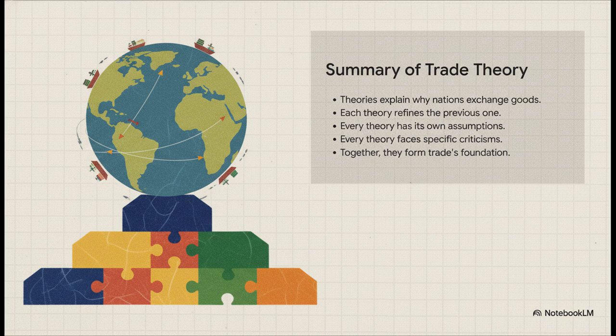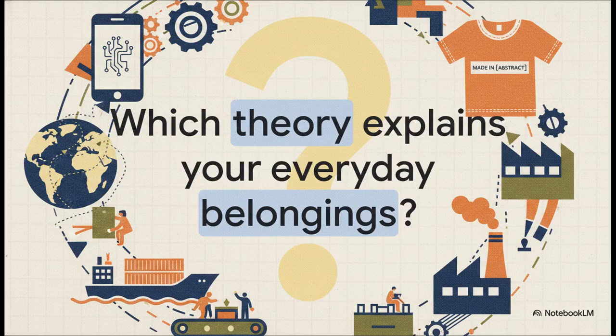From absolute efficiency down to relative opportunity costs, and finally to natural resource endowments, every single piece of this puzzle is absolutely necessary to see the full picture of global commerce. So, I'm going to leave you with this final thought. Take one more look at the tags on your belongings. Look at where your device was assembled or where that shirt was sewn.